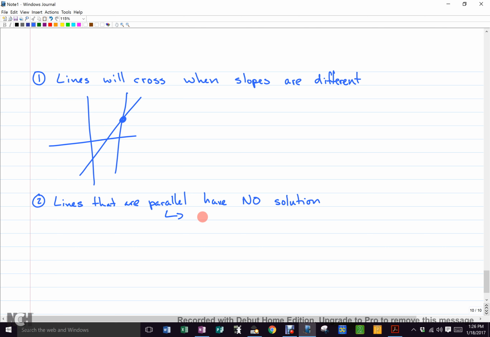And parallel means their slopes are what? Equal. And that looks like this. There's a line, right? With a slope of y over x, correct? Everyone agree? And here's a line with the slope of y over x. Same slope, yes? Will they cross? No. So you can either have one solution or no solutions. Everyone cool with that?